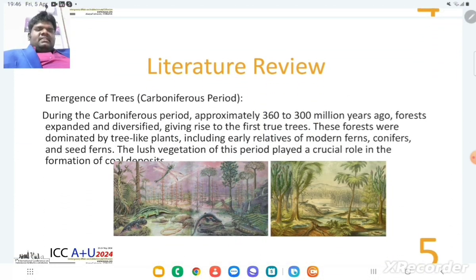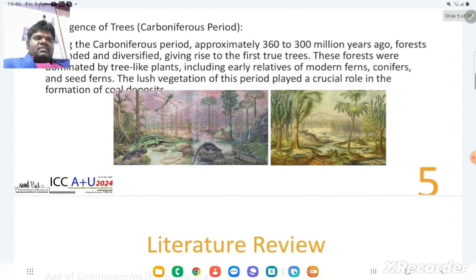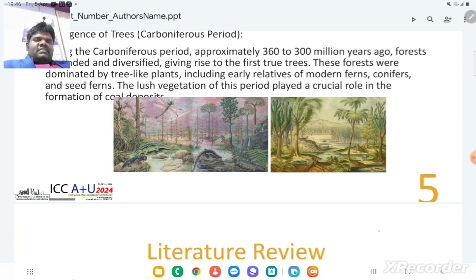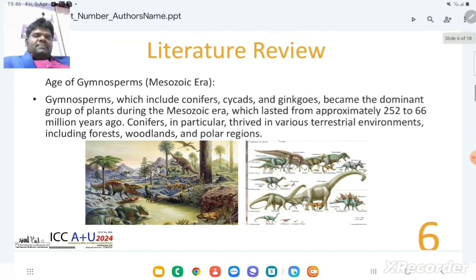Then trees started to emerge in the Carboniferous period. During the Carboniferous period, approximately 360 to 300 million years ago, forests expanded and diversified, giving rise to the first true trees. These were dominated by tree-like plants, including early relatives of modern ferns, conifers, and seed ferns. The lush green vegetation of this period played a crucial role in the formation of coal.